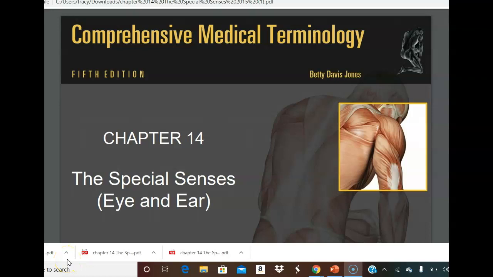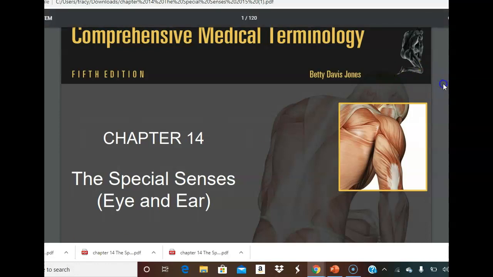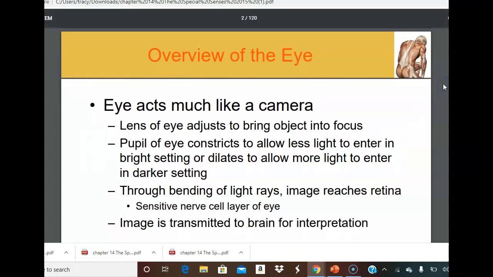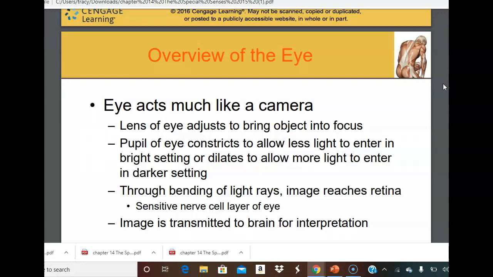Okay, everybody, here we go with special senses. This is chapter 14. This encompasses both the eye and the ear, okay? We'll cover the eye first, and the eye is really cool. It's really complex. There's lots of structures in there that allow us to be able to see images as we do.